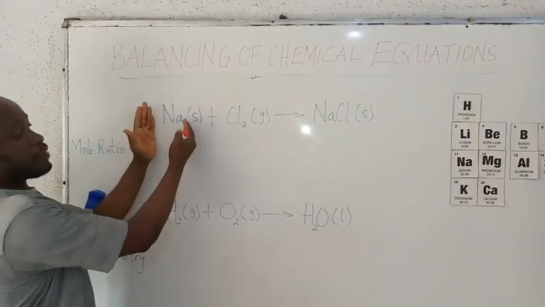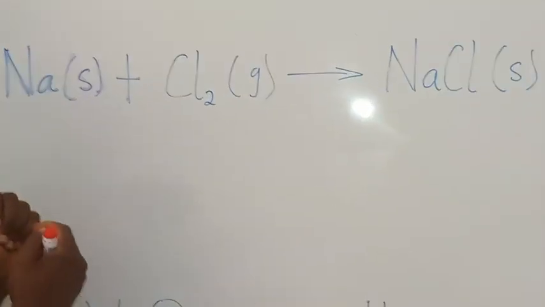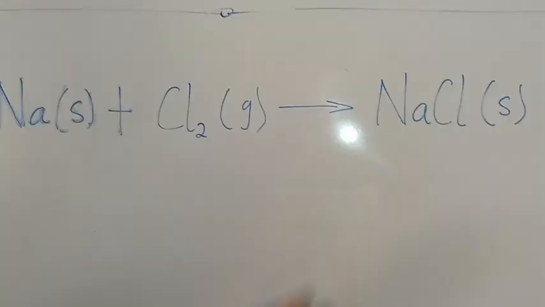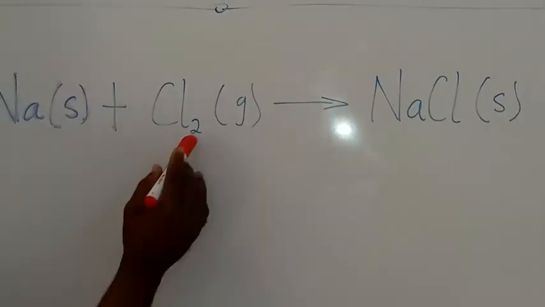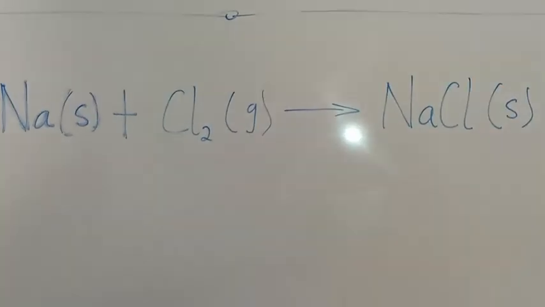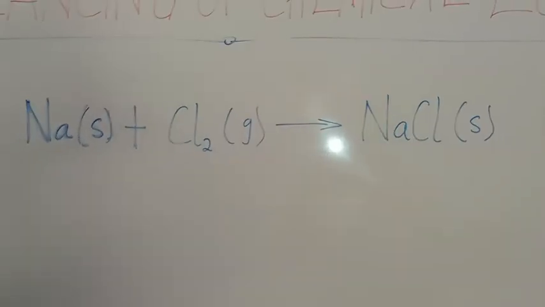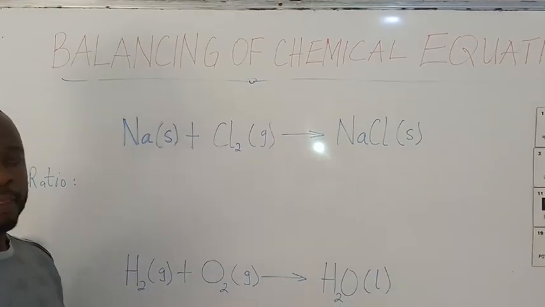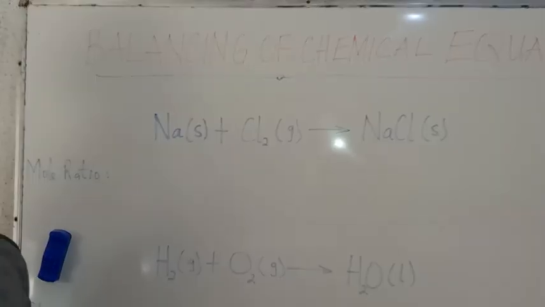On the left hand side here, we have one atom of sodium. On the right hand side, the product side, we have one atom of sodium. So atoms of sodium are balanced. Chlorine. We have two atoms of chlorine on the reactant side. On the product side, we have just one atom of chlorine. Is chlorine balanced in this chemical equation? No. How can we balance it?